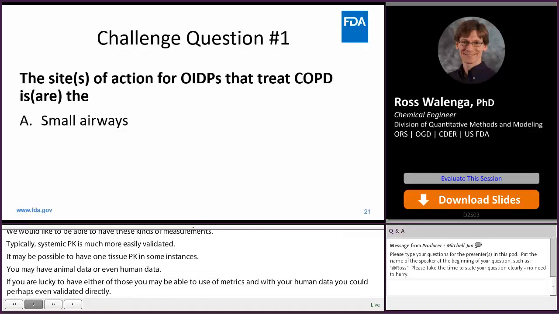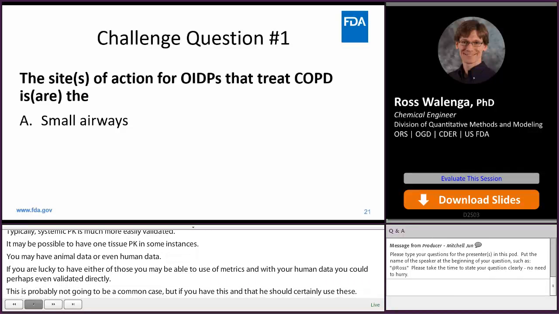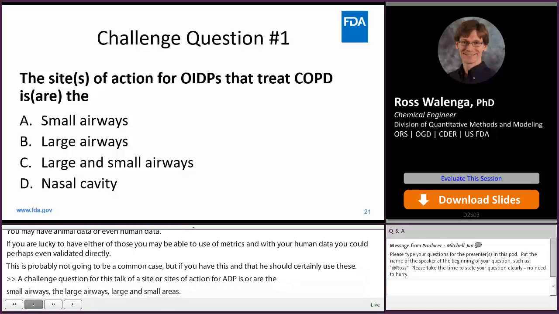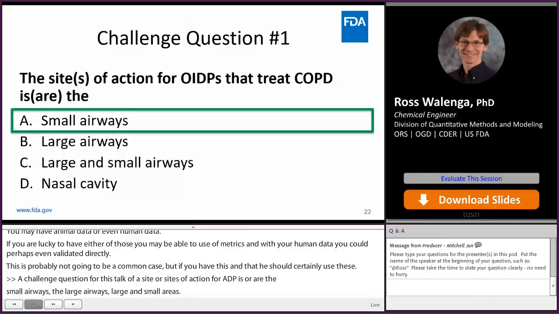So I have a challenge question for this talk. The site or sites of action for OINDPs that treat COPD is or are: A, small airways; B, large airways; C, large and small airways; or D, nasal cavity. And the answer is A, small airways.